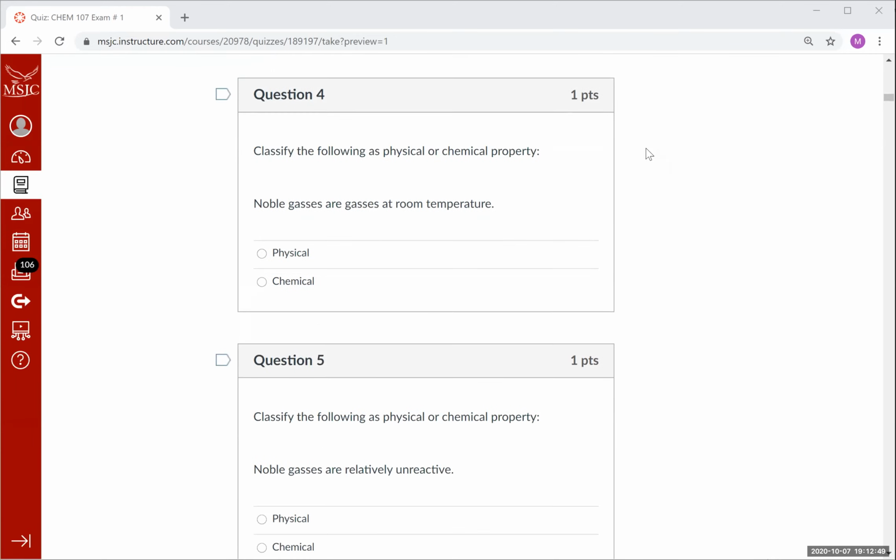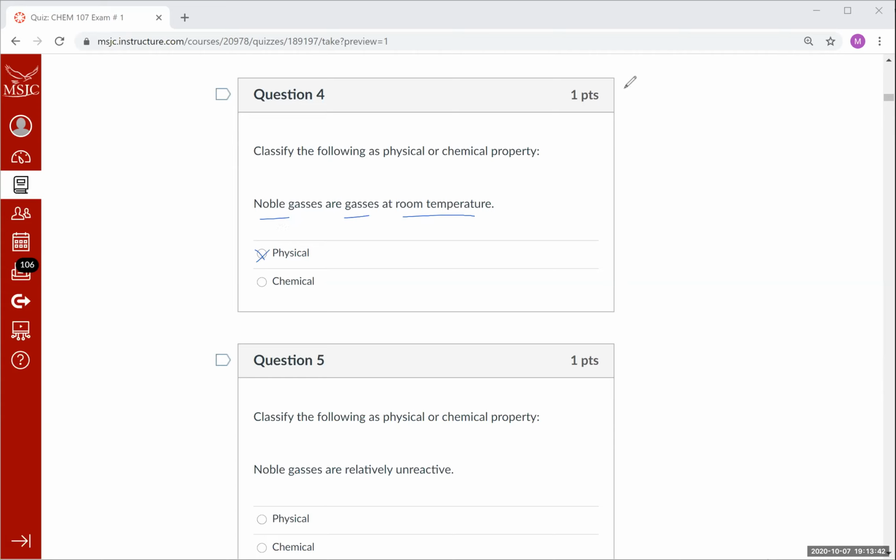Let's look at question four now, and let's look at a physical or chemical property. So noble gases are gases at room temperature. So physical state, can we observe something's physical state? Can we observe something as a solid, a liquid, or a gas without changing its composition? For example, if you look at the glass of water on your desk, you can observe that the water is a liquid without changing its chemical identity, right? So then, is physical state a physical or chemical property? Physical. Yep, exactly. Does that make sense?